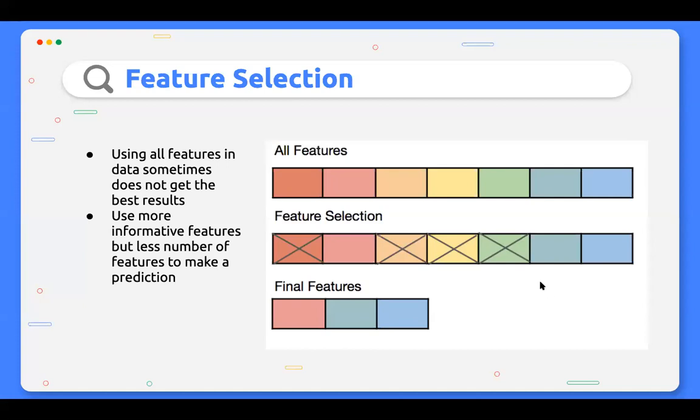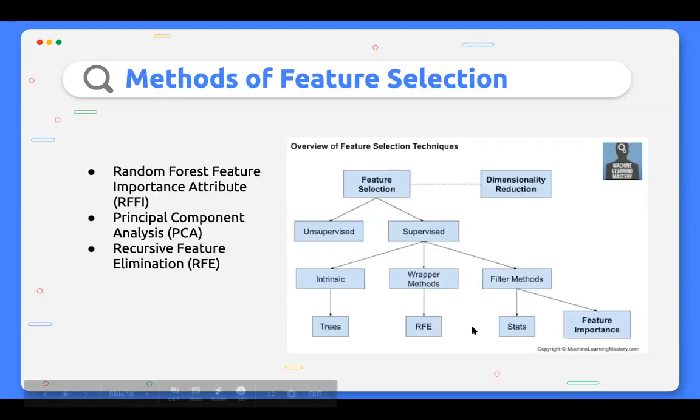And we can also get rid of repetitive data. So our model is less likely to overfit just because it doesn't have as much data to learn. There are a lot of methods for feature selection, but today we'll just be focusing on three.